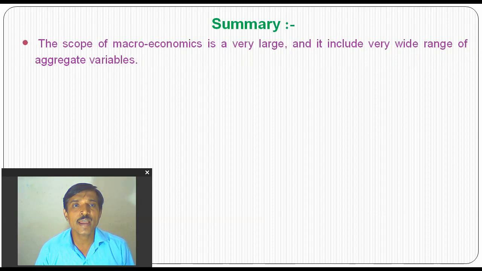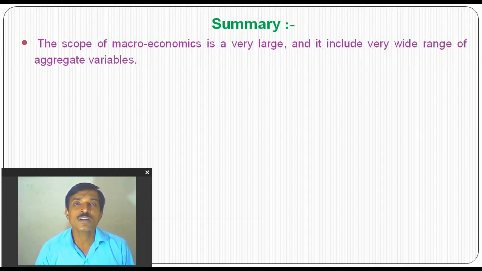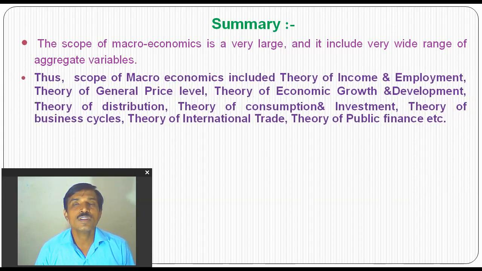So what did we learn from this video? We learned that scope means the subject matter. Scope means the study area or the subject boundaries. What the subject actually deals with is mentioned in the scope. The scope of macroeconomics is very large and includes a very wide range of aggregate variables like total demand, total supply, aggregate demand, aggregate supply, total saving and total consumption. So aggregate variables are studied in macroeconomics.